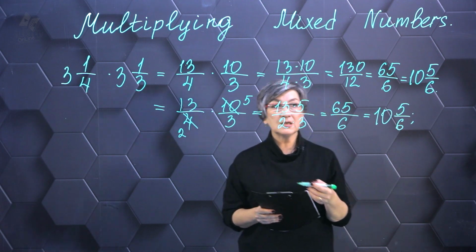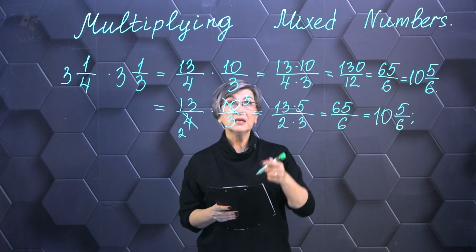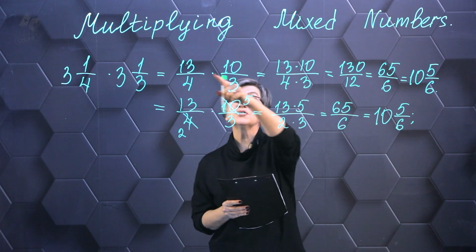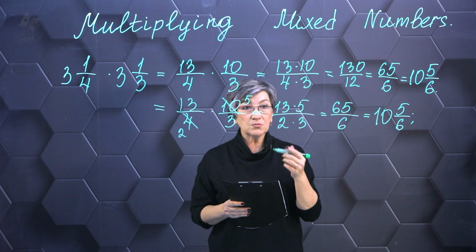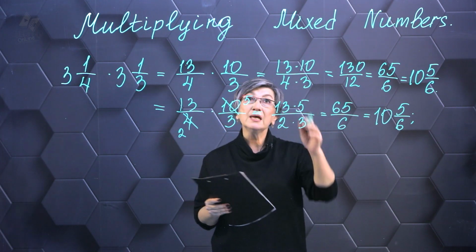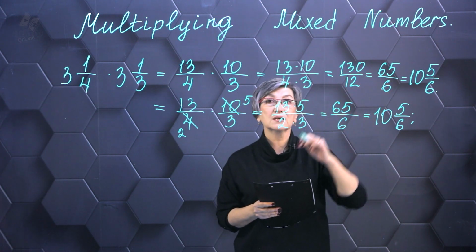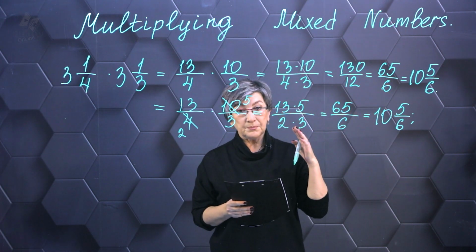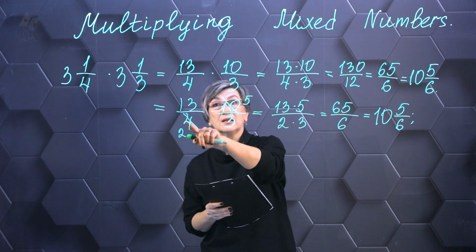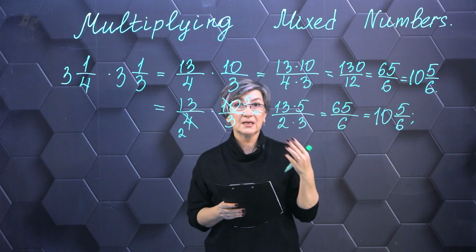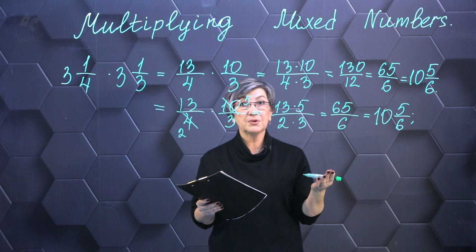For what reason do I recommend doing this? The reason is that when you convert to improper fractions, you can end up with large numbers and it's inconvenient to multiply them and then reduce them. So get used to the fact that it's better to reduce these fractions first and then multiply them.